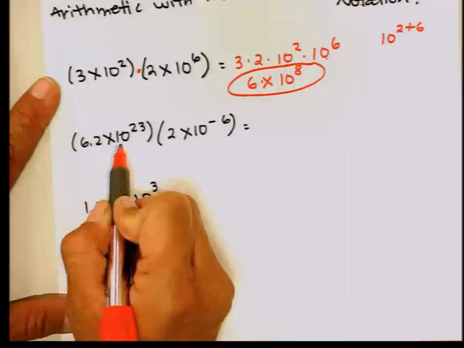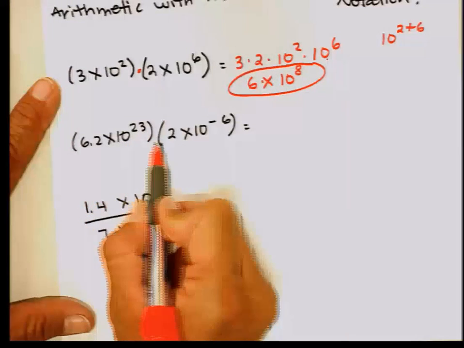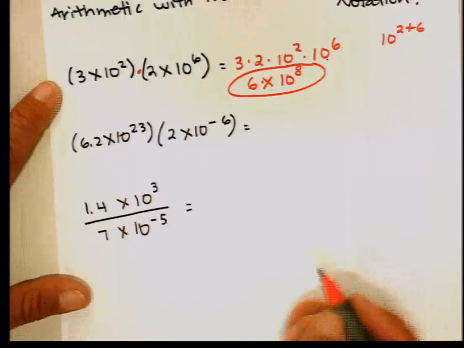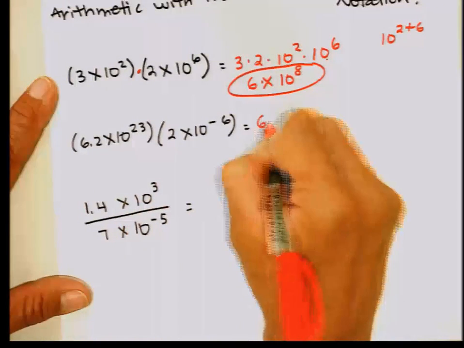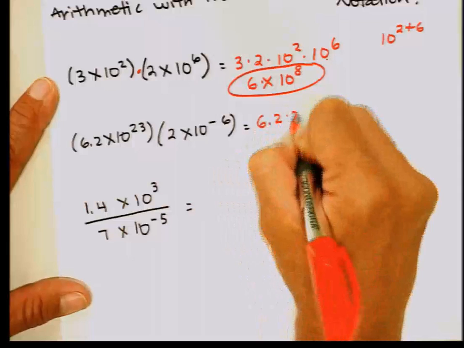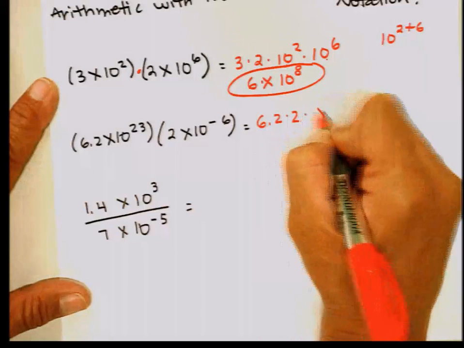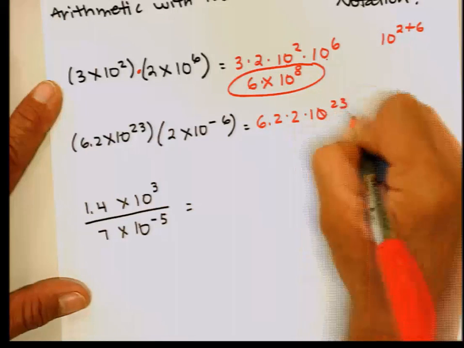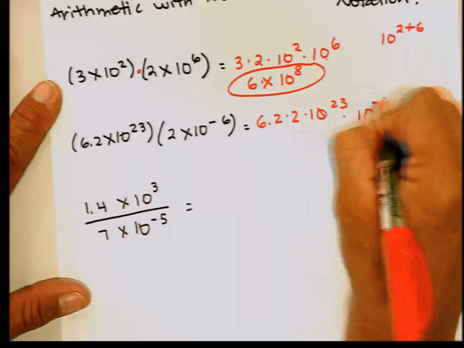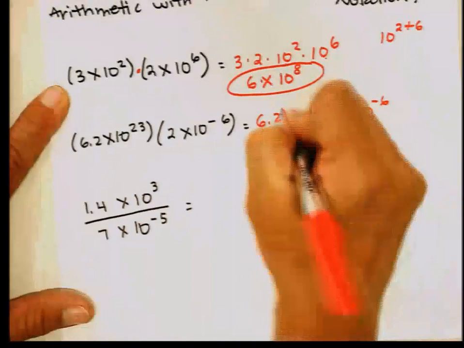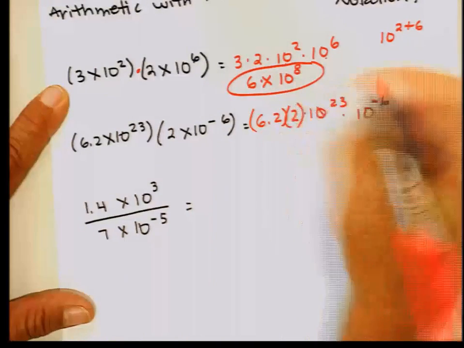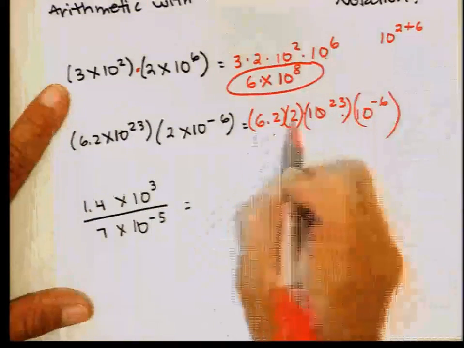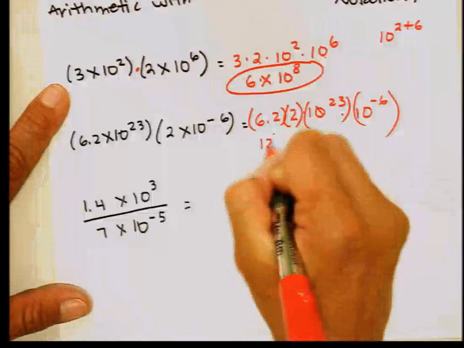6.2 times 10 to the 23rd times 2 times 10 to the negative 6. Okay, so let's rearrange again. So 6.2 times 2 times, oh, I was going to write my times symbol there, times 10 to the 23 times 10 to the negative 6. Better put some parentheses here. It's starting to look too confusing even to me, and I'm writing it. There we go. So 6.2 times 2, 12.4.